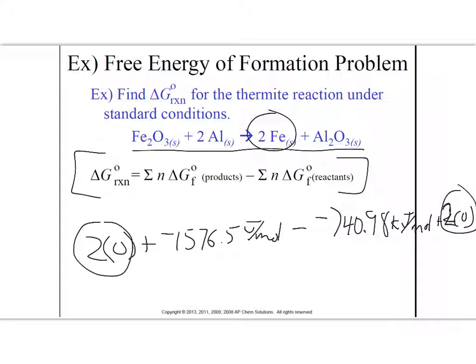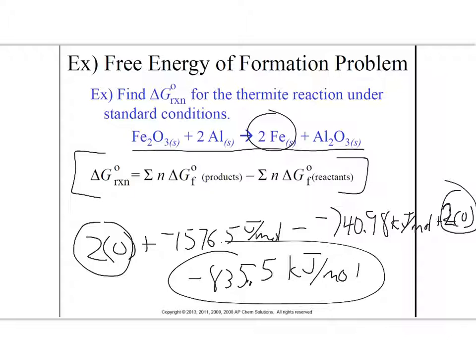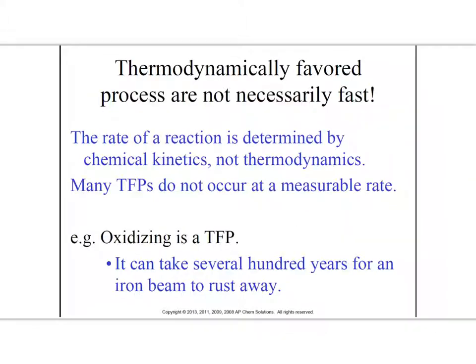So if we do our math, we end up with an answer of negative 835.5 kilojoules per mole. That is our free energy of formation problem right there. So it's pretty simple to use. We've used lots of equations like this. This looks familiar, doesn't it?